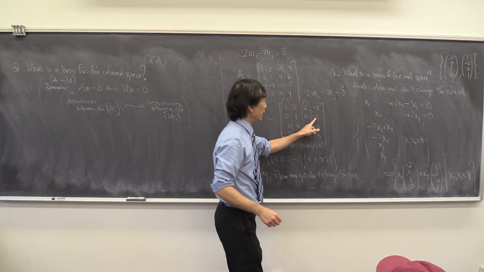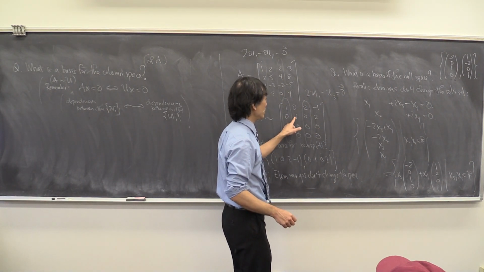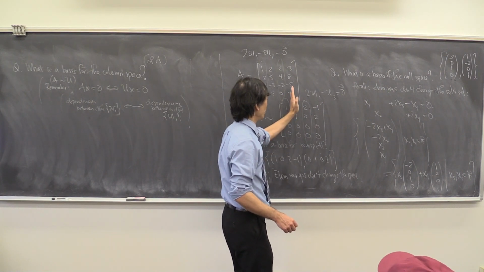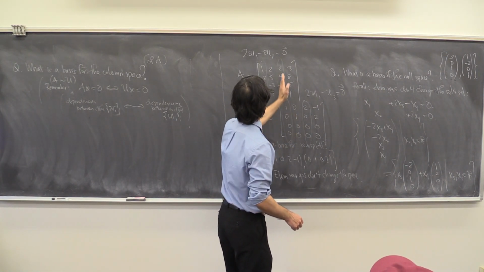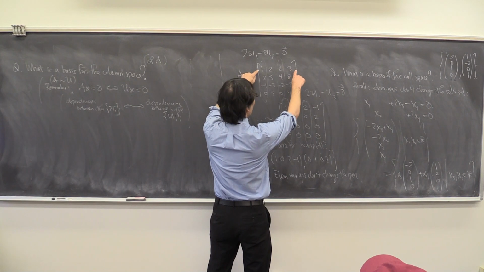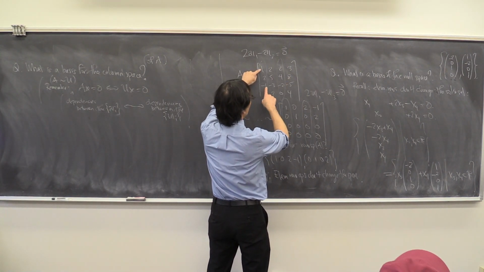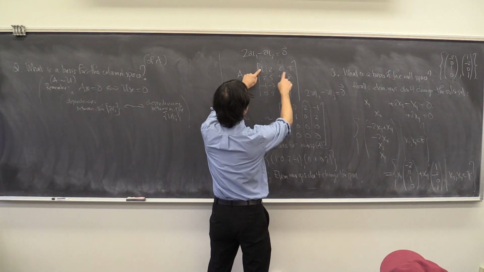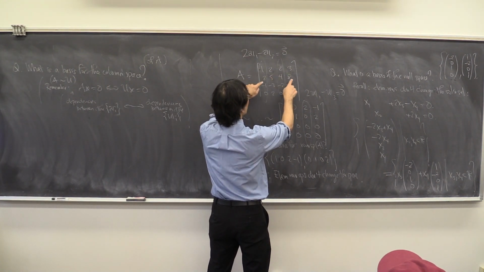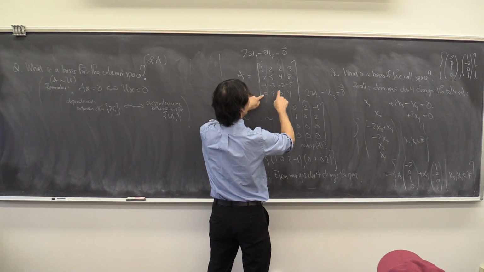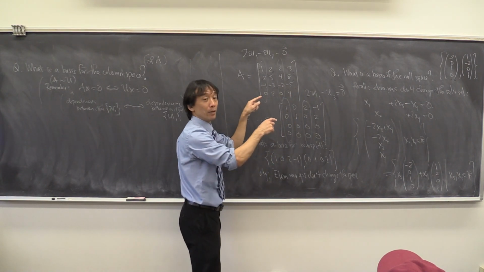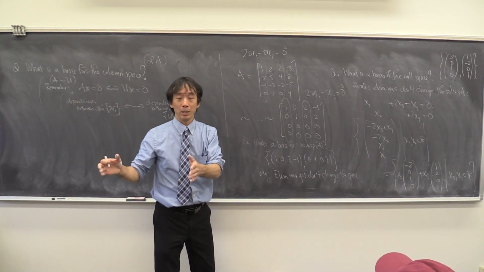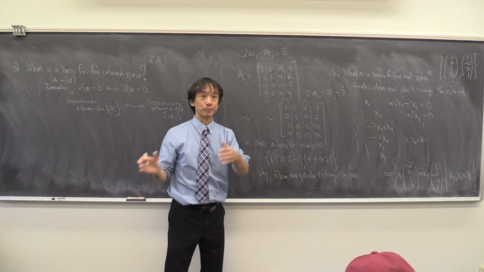Similarly, this column is -1 of the first column plus 2 of this column. And if you think about it, you take -1 of this guy plus twice this guy, you get that. -1 of this guy plus twice that is that, right? So this is what I mean by the dependencies staying the same.